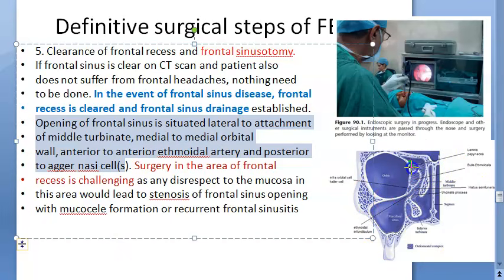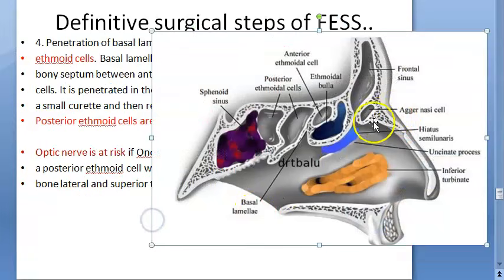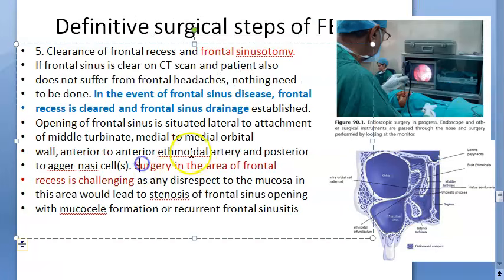Okay, so that is medial to the medial orbital wall, lateral to the middle turbinate, anterior to the anterior ethmoid artery and posterior to the Agger nasi cells. So where is the Agger nasi cell? You know, here. Posterior to it as well, you can neatly see the frontal sinus draining, right? So this is where the opening of the frontal sinus is.